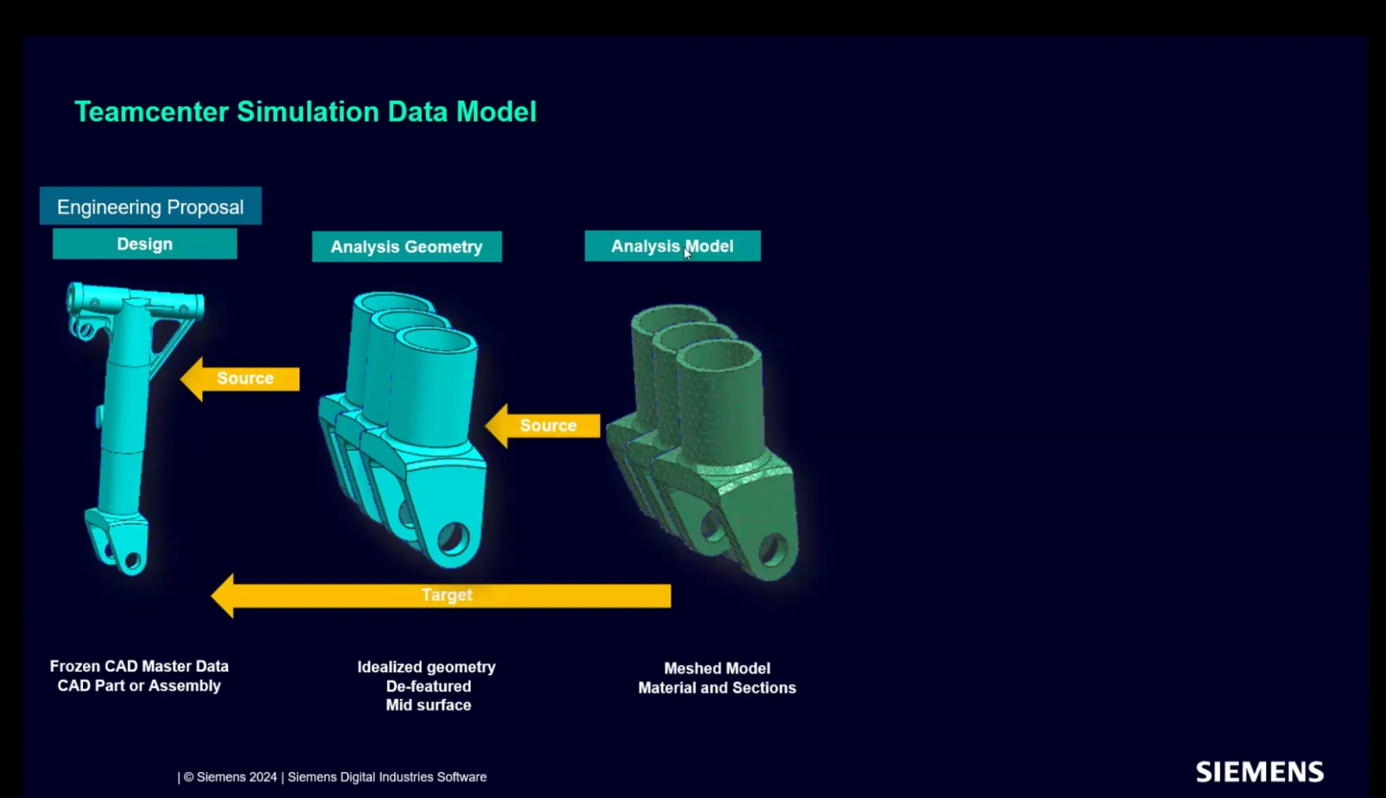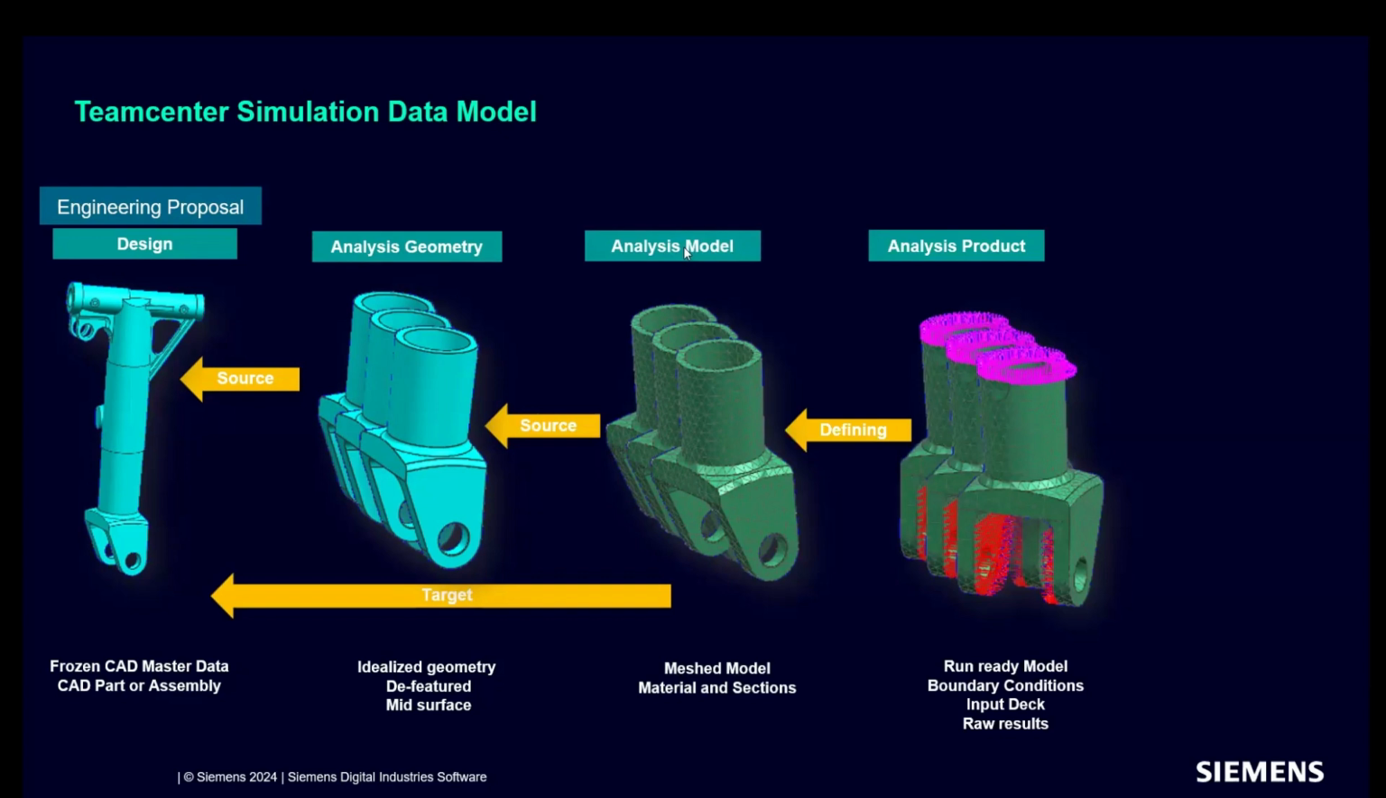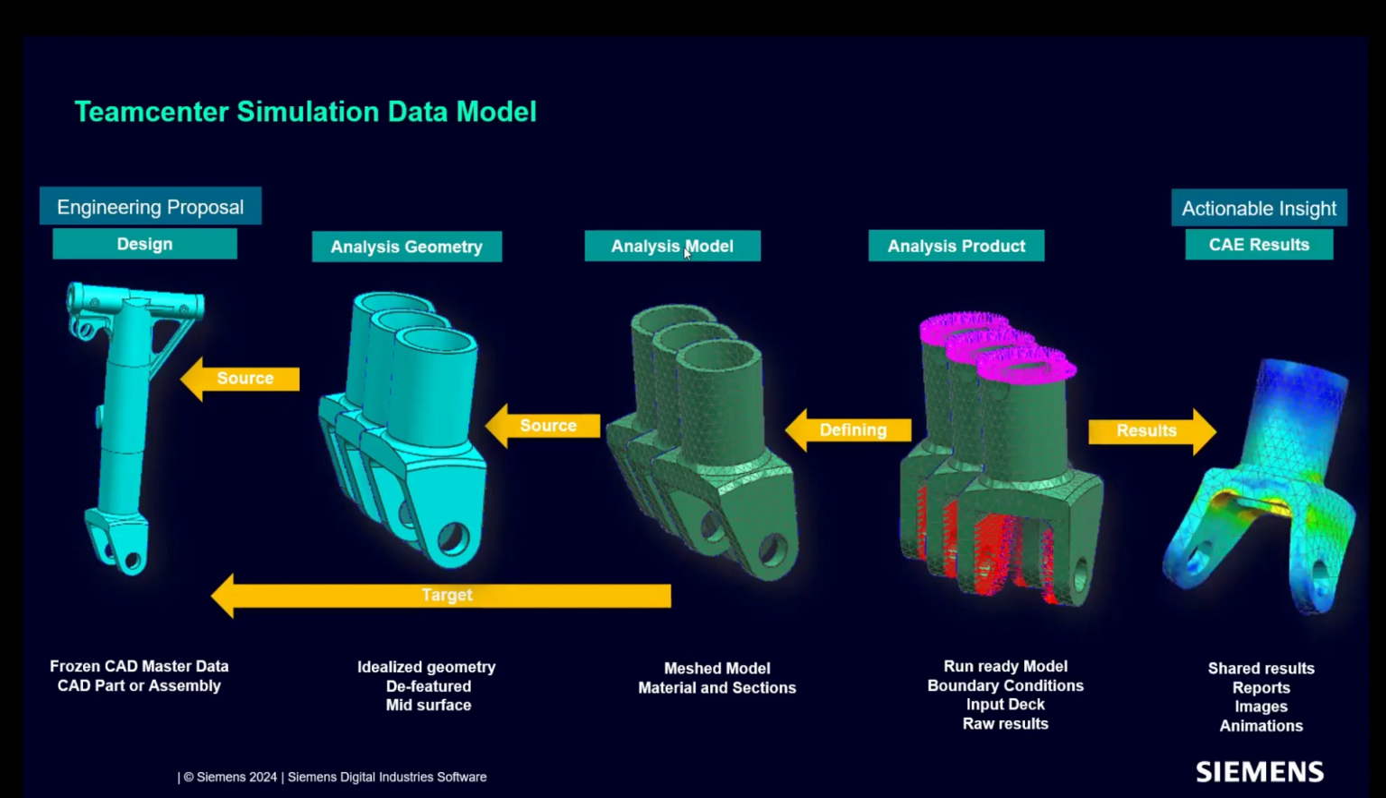And then from there, we create analysis models. These are meshed models that have materials associated with them, or possibly different sections of the model are analyzed. And then we have those run-ready model decks that we create that include the boundary conditions, the whole input deck to whatever solver we're using, and probably even the raw results, that is, the results that come back after you run that simulation model.